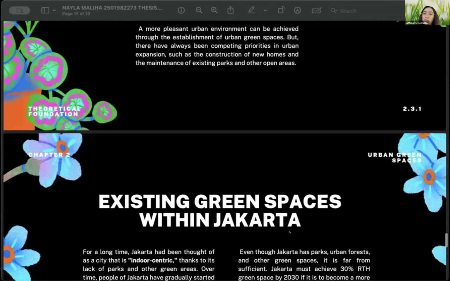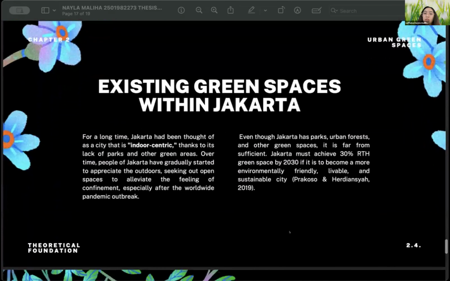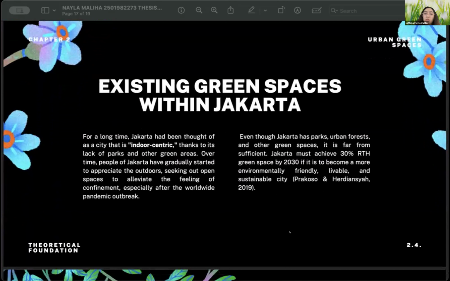So moving on to the green spaces within Jakarta. As populations and cities grow, so does the need for green spaces in order to help maintain the natural balance. For a long time, Jakarta had been thought of as a city that is more indoor-centric, thanks to its lack of parks and other green areas. Shopping malls have long been a popular choice for people to go to on the weekends. Because of that, and also the underdevelopment of public transportation, most people would prefer to bring their own private transportation instead.